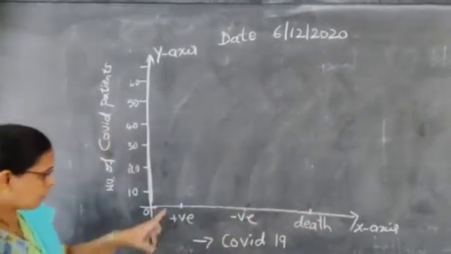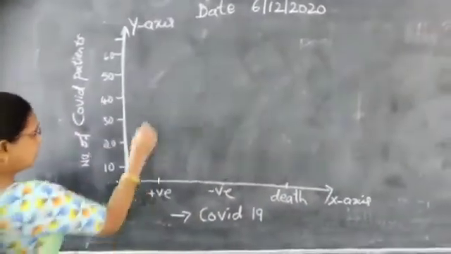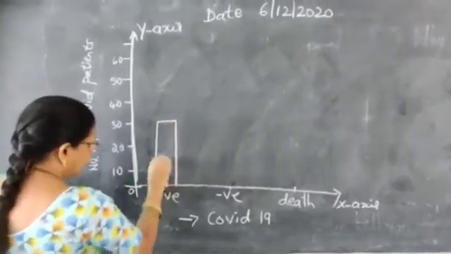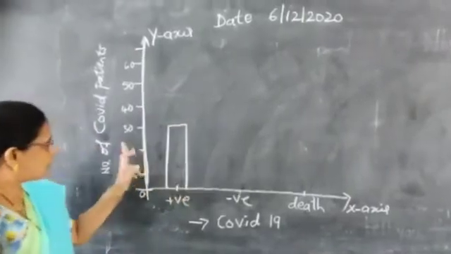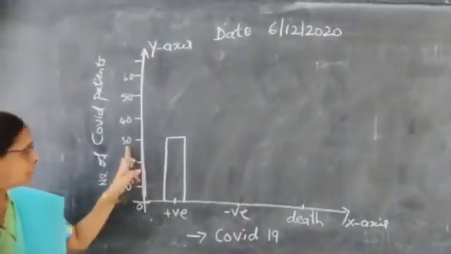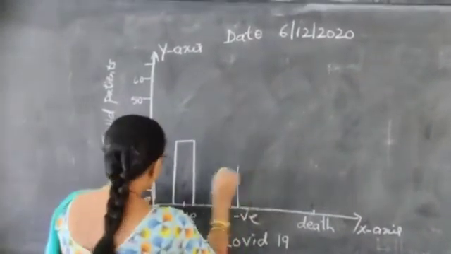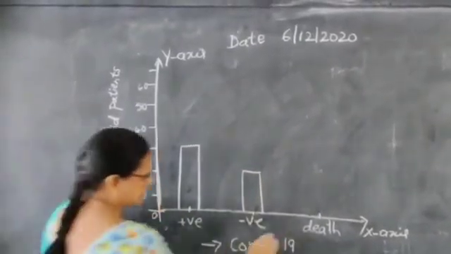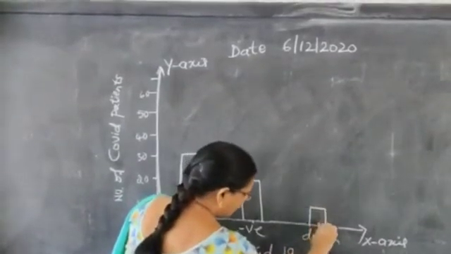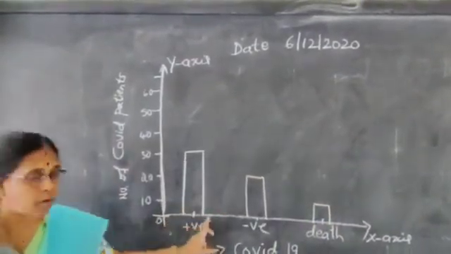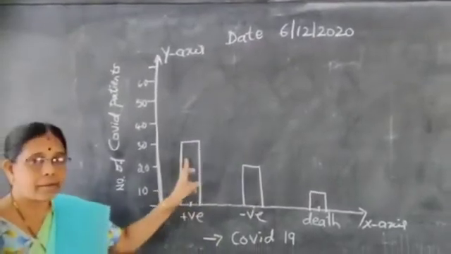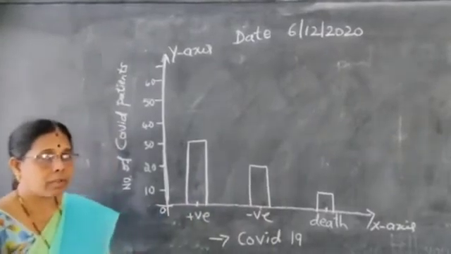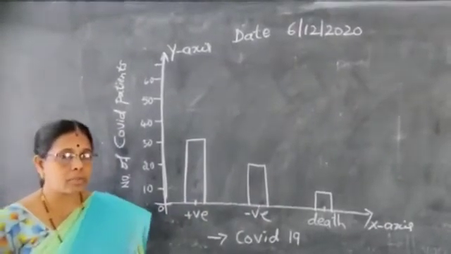Okay. Now see positive cases. How many? 30. So we will draw the bar graph like this, children. Positive cases of COVID are 30. Negative is 20. Okay. Next, death is 10. So like this, we will draw the bar graph in rectangular bars. These are called rectangular bars. Okay, I hope you understood. Take your work, children. I will show you the work.